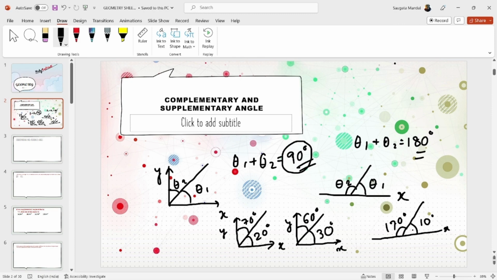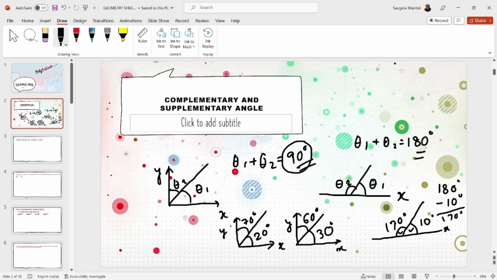Because we know that the sum of two angles, theta 1 and theta 2, is always equal to 180 degree in the case of supplementary angle. That means if one angle is 10 degree, then the other angle must be 170 degree. How can we get it? Total 180 degree minus 10 degree, that means 170 degree. Is it clear to all? I think it is clear to all.